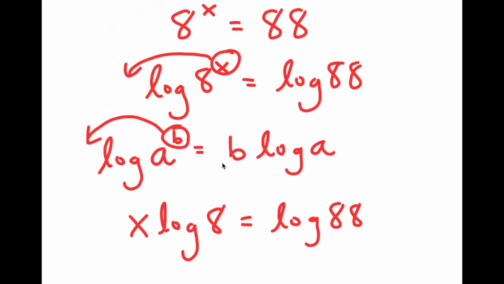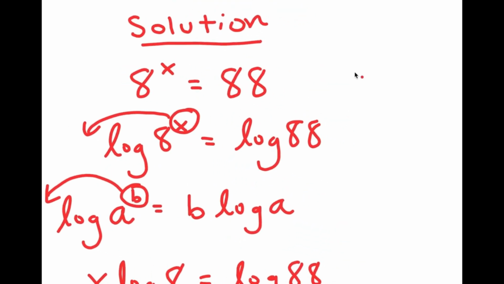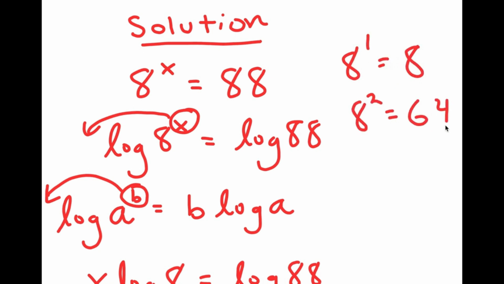And the reason this property is so useful is because before, x was an exponent. And for our equation, if x is 1, I get 8. If x is 2, I get 64. And if x is 3, I get 64 times 8, which is 512.